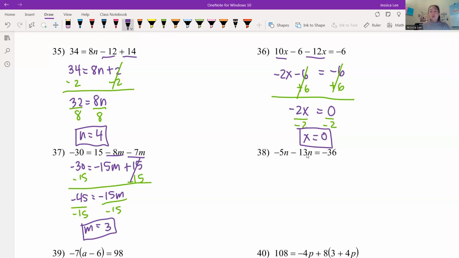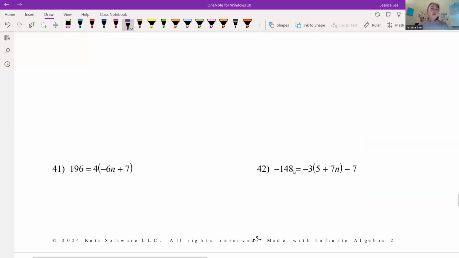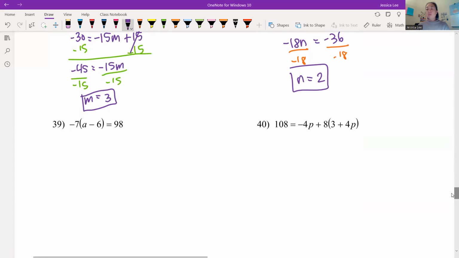Okay, let's go. Ooh, look. We got n here and n here, which means they are like terms. So we know that negative 5n minus 13n, we're getting more negative, is going to be negative 18n is equal to negative 36. We're going to divide both sides by whatever's next to the n, which is negative 18. And we get n is equal to negative 36 divided by negative 18, which is going to be positive 2. Guys, we're almost there. We have 4 more problems.